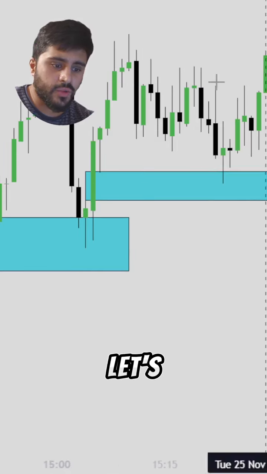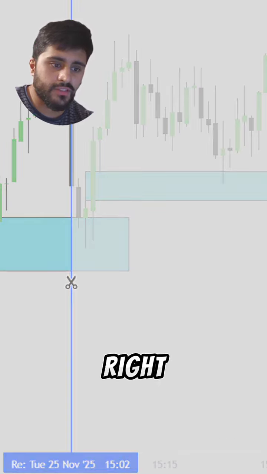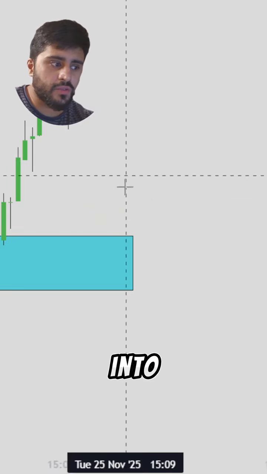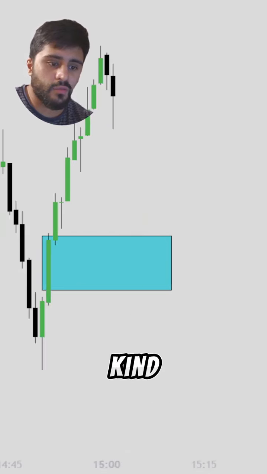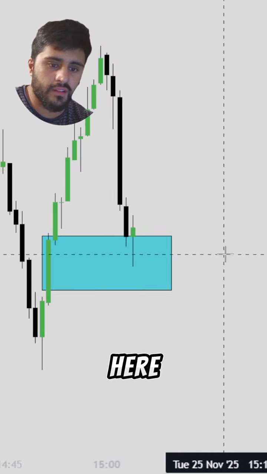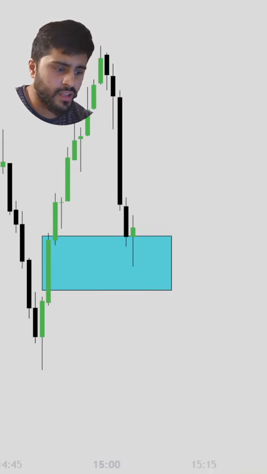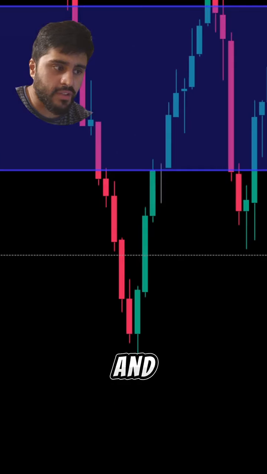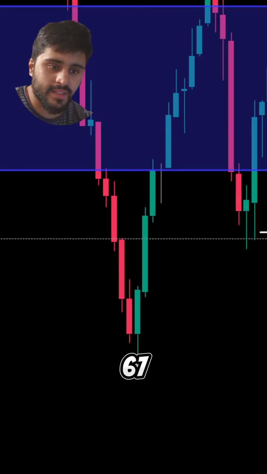So let's quickly go back and see what was going on. When you come into a fair value gap of any kind, when you see a rejection to the upside, you want to focus on what was going on over here. So this was 67.90. If we go to the ATAS platform and take this up, this was, again, 66.90, sorry.